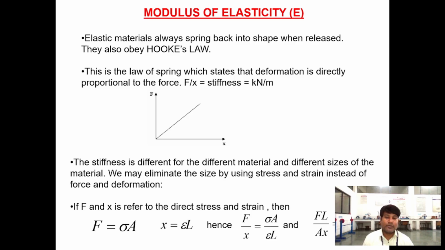They also obey Hooke's law. Hooke's law means stress is directly proportional to strain. This is the law of springs, which states that the deformation is directly proportional to the force. The stiffness also depends on the various materials and various sizes. We may eliminate the size by using stress and strain instead of force and deflection. We already discussed that stress equals force upon area, so force equals sigma times A, and x, the change in length, equals epsilon, the strain, times L, the original length. So we can go to the next PPT.